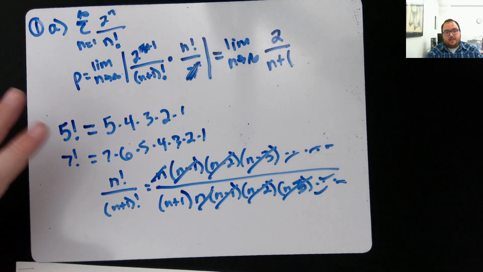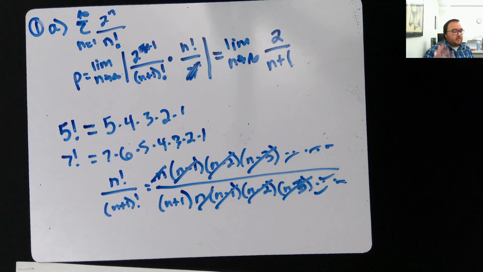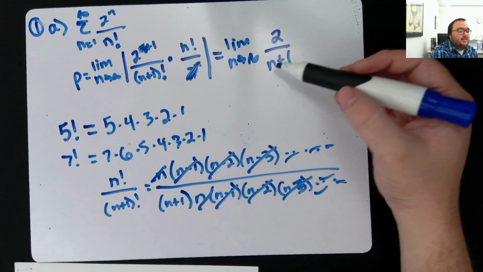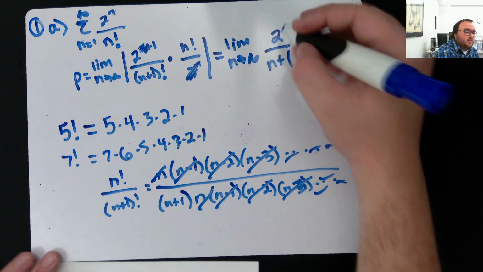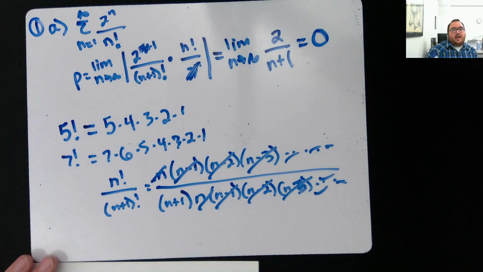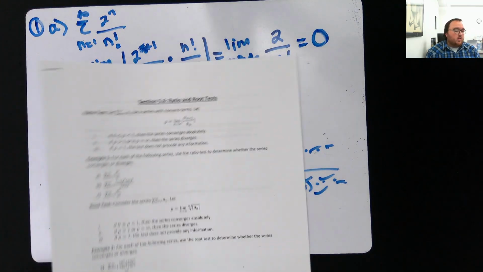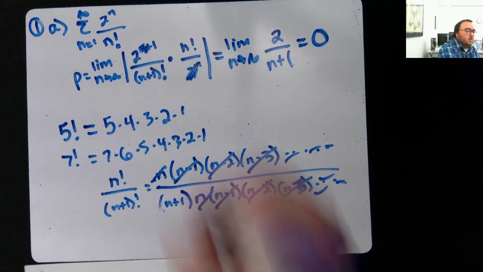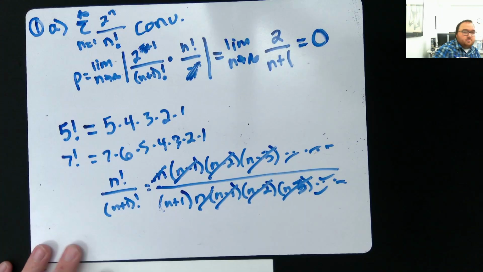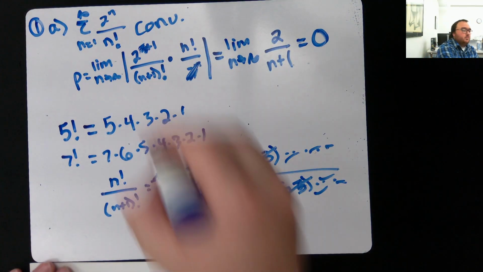If that doesn't make sense, let me know. We are going to do a bunch of these, and so it'll help you a little bit, but if it doesn't make sense, then let me know. As n gets really big, the bottom part gets really big, which means the whole thing gets really small. 0 is what I get. So since rho is equal to 0, this converges.